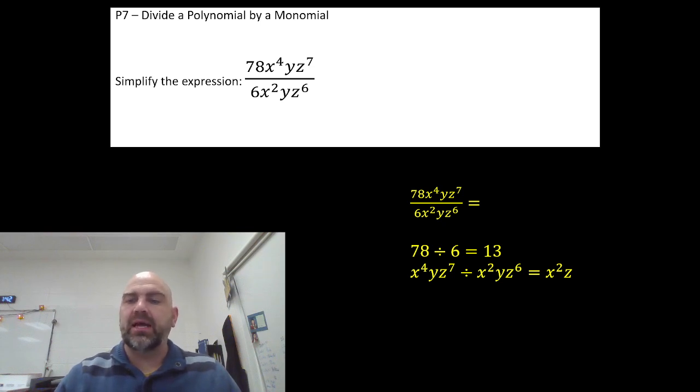So x squared z. We put this back together and we're going to get 13x squared z, and that would be our answer. So that's how we can simplify it down.